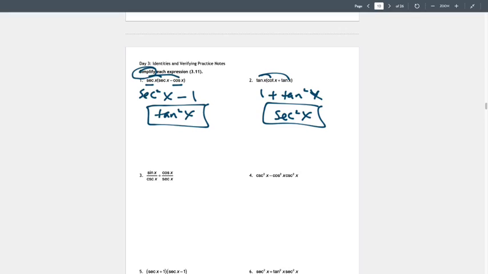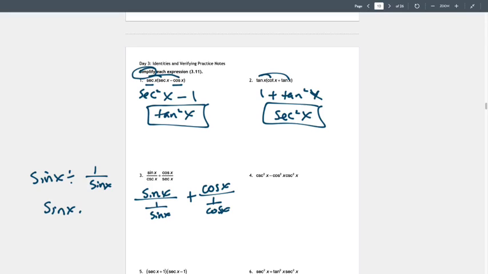On the next one, I'm going to think of that as sine x over 1 over sine x plus cosine x over 1 over cosine x. And remember, when you do sine x divided by 1 over sine x, that's the same thing as saying sine x times sine x over 1, which is going to be sine squared x. Same situation over here. You'll end up with cosine squared x. And then those two, because they're both squared, they add together to be 1.